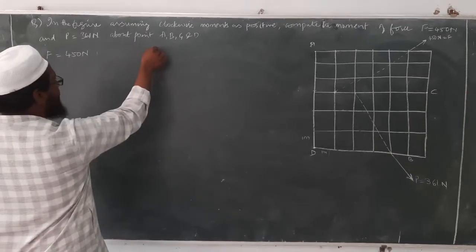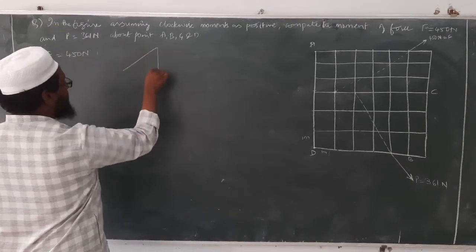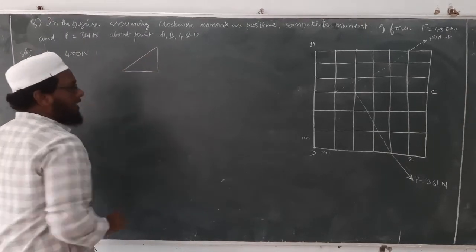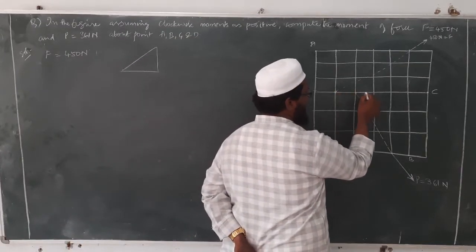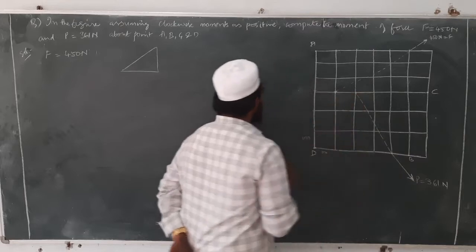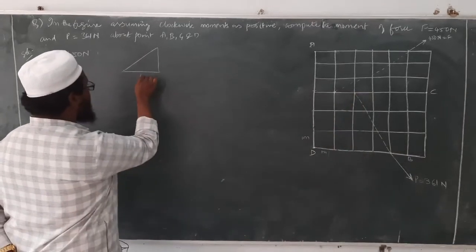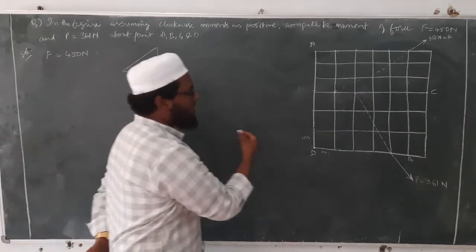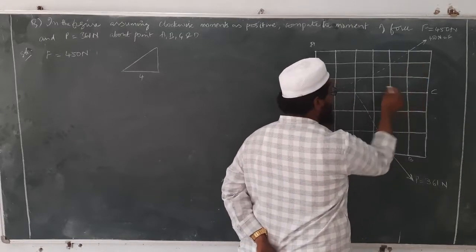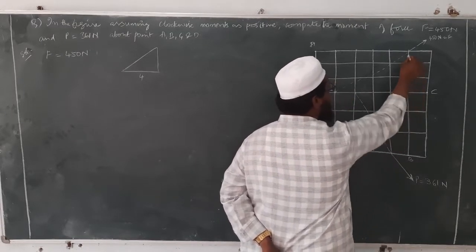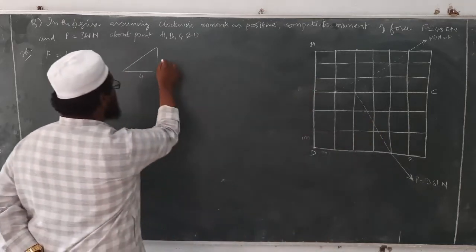So I will draw a small triangle here, and now you see how many boxes it is covering in horizontal direction. 1, 2, 3, 4, isn't it? So the base of this triangle is 4. And what about the height of the triangle? See here, 1, 2, 3, isn't it? From here 1, 2, 3. So the height is 3.